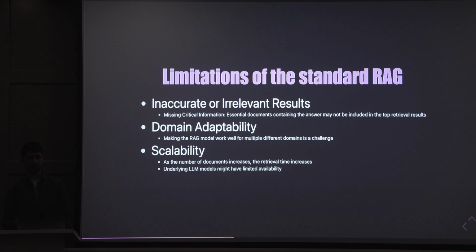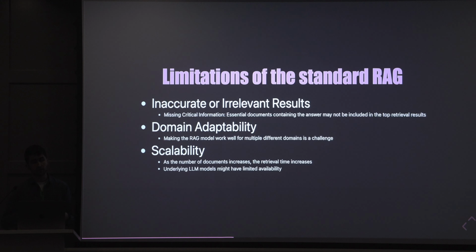But what are the limitations of the standard RAG? So sometimes, and this is maybe one of the biggest problems, the results that you get from the actual similarity search when you're querying through your vector database are inaccurate or irrelevant. So you might actually be missing the critical information that you are looking for in your database. Other issues are domain adaptability. So if you've built your RAG with one domain in mind, for example, in the medical world, if you try to use that same model for a different domain, just by hooking it up to more text, it might not work the way you expected it to.